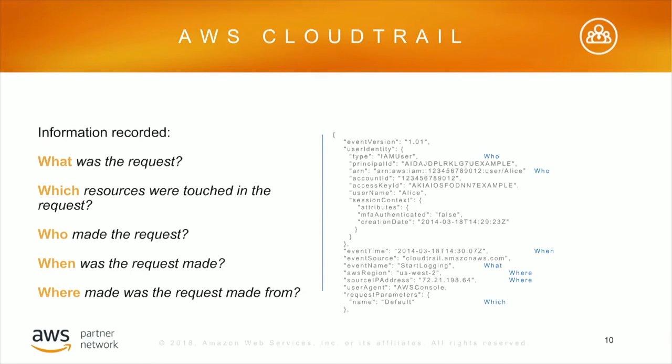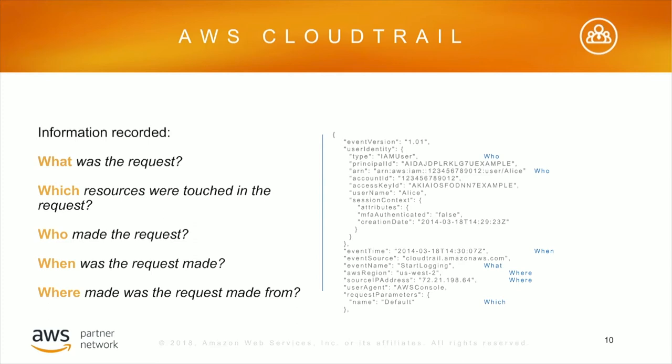So moving on to the last tool, AWS CloudTrail. As I mentioned, this is our auditing tool. And what CloudTrail attempts to do, well, it does it successfully, is record every single event that occurs within your AWS account. So it answers the question, what happened, which resources were touched during that occurrence, who made the request, when was the request made, and where was it made from.